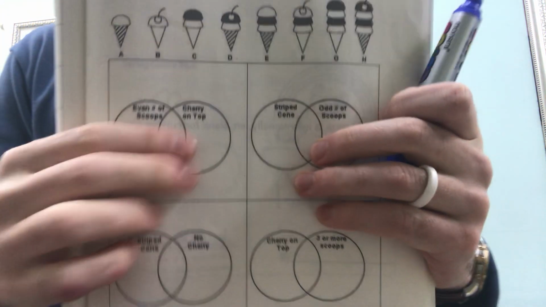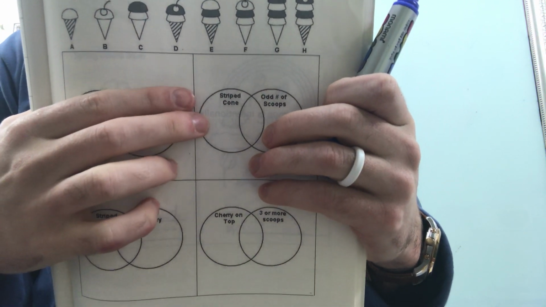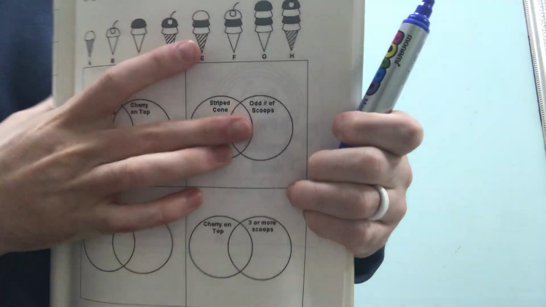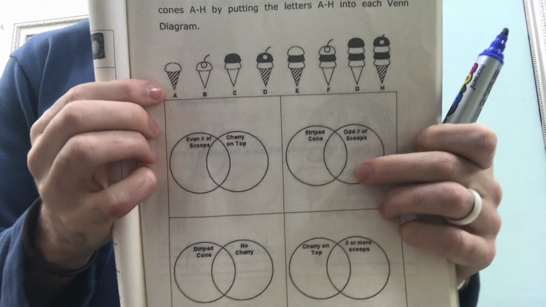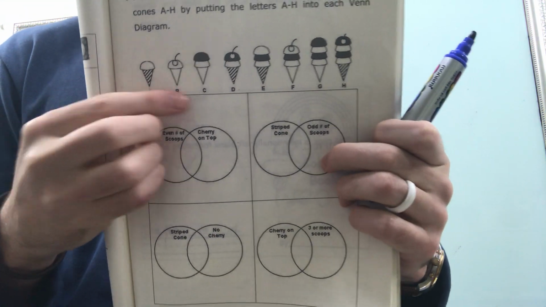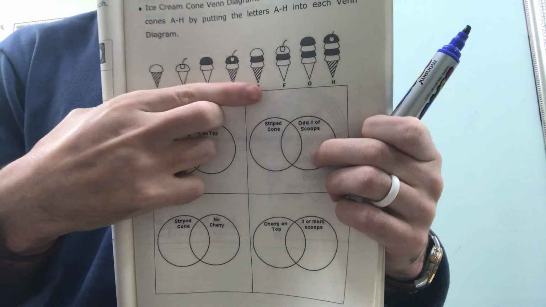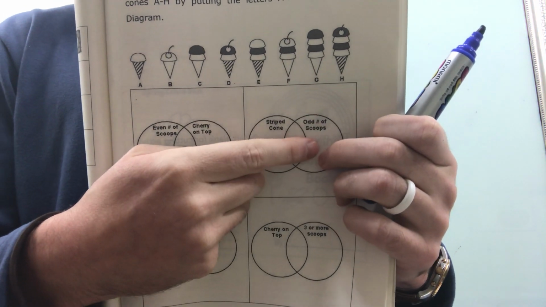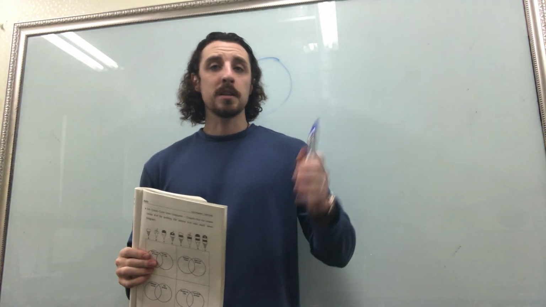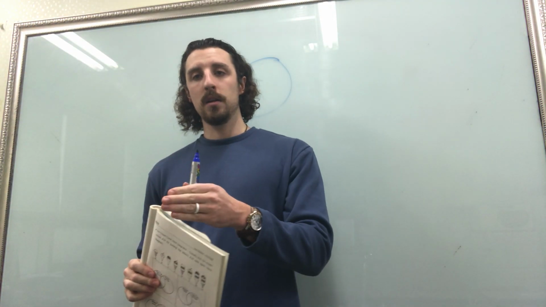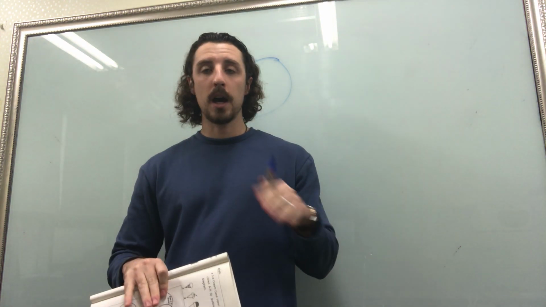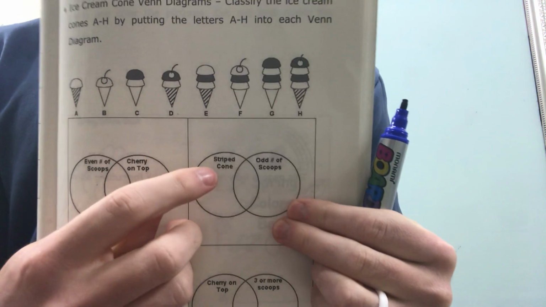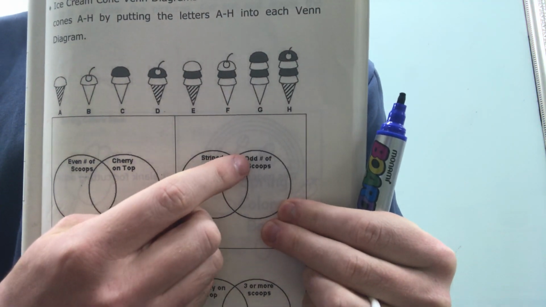All right, let's move on to this one. So, what does that say? That is striped cone and odd number of scoops. So let's look at the cones. So A is striped, D is striped, E is striped, and H is striped. But we also have odd number of scoops. So when a number is not even, it is then odd, okay? Odd means you cannot cut in half and both sides are the same. That's odd. So we want to find ones that are striped and odd.